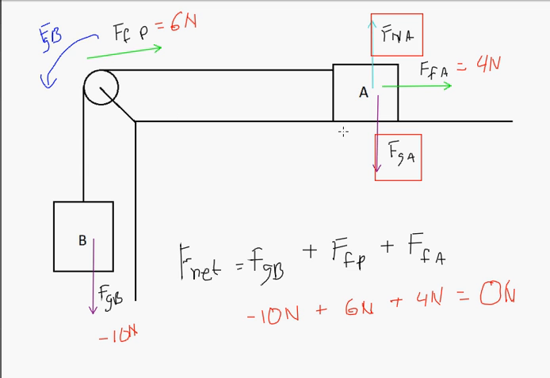And in this case, if this system hasn't moved yet, it will not move. Or if this system is moving, it'll move at a constant velocity because it's at equilibrium. So it's either at rest or it's traveling at a constant velocity.